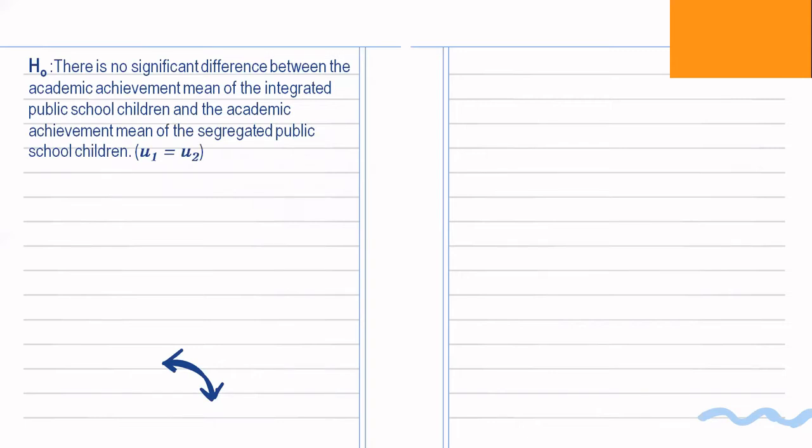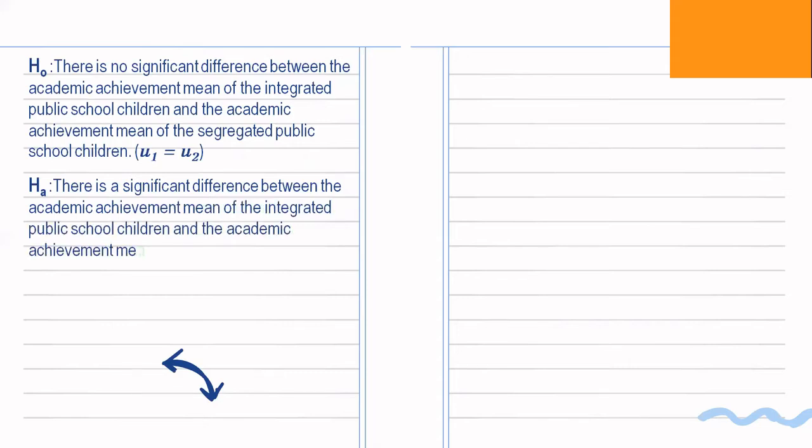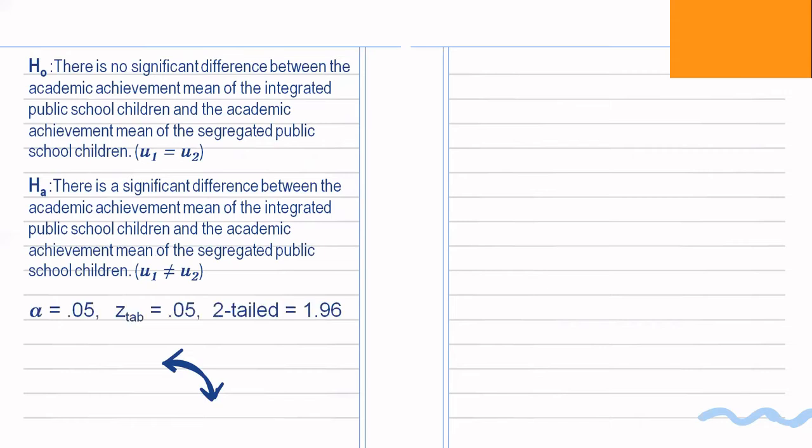The null hypothesis is that there is no significant difference between the academic achievement mean of the integrated public school children and the academic achievement mean of the segregated public school children. And the research hypothesis then is there is a significant difference between the academic achievement mean of the integrated public school children and the academic achievement mean of the segregated public school children. Our alpha is at 0.05 and we use our z table at 0.05 and a two-tailed critical value of 1.96.